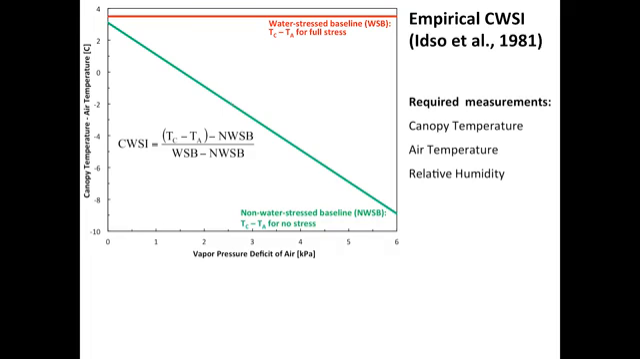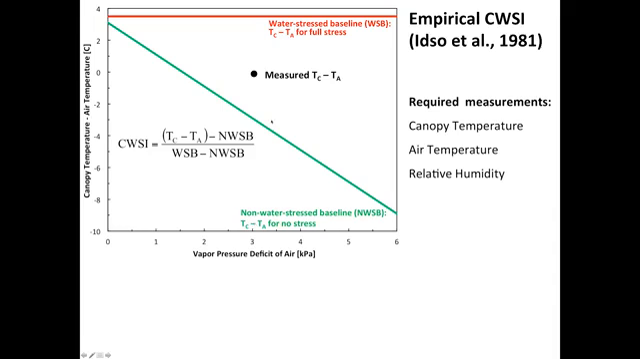So the required measurements in order to apply this empirically based crop water stress index are canopy temperature, air temperature, and relative humidity. The air temperature and humidity are required to calculate the vapor pressure deficit. So just to illustrate how the crop water stress index works, let's say our measured canopy minus air temperature value was 0 for a vapor pressure deficit of 3.